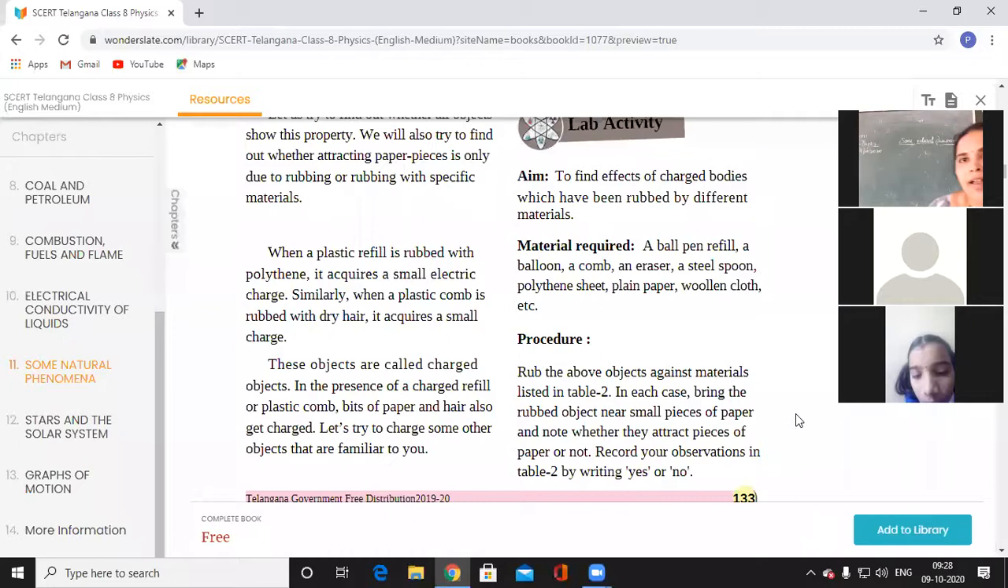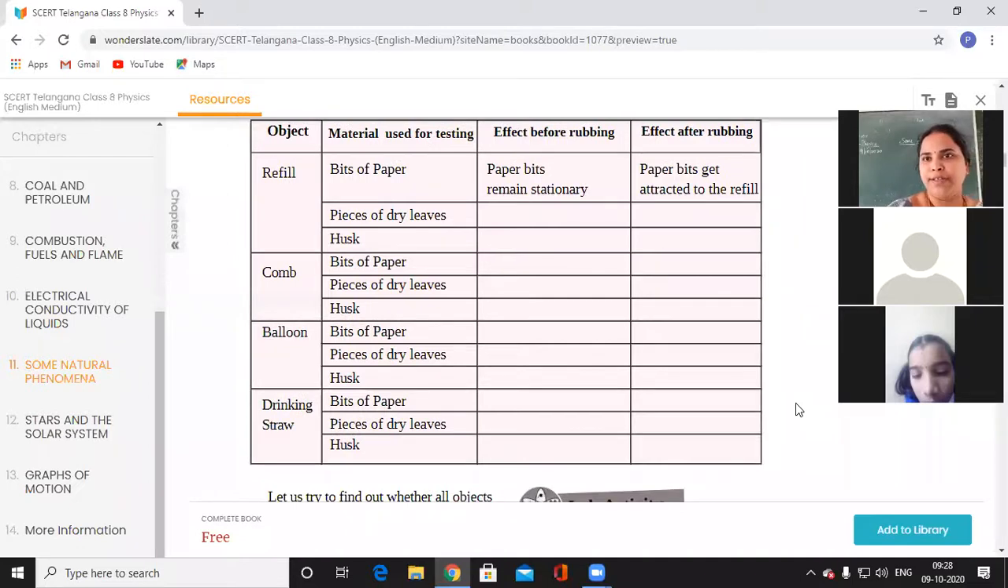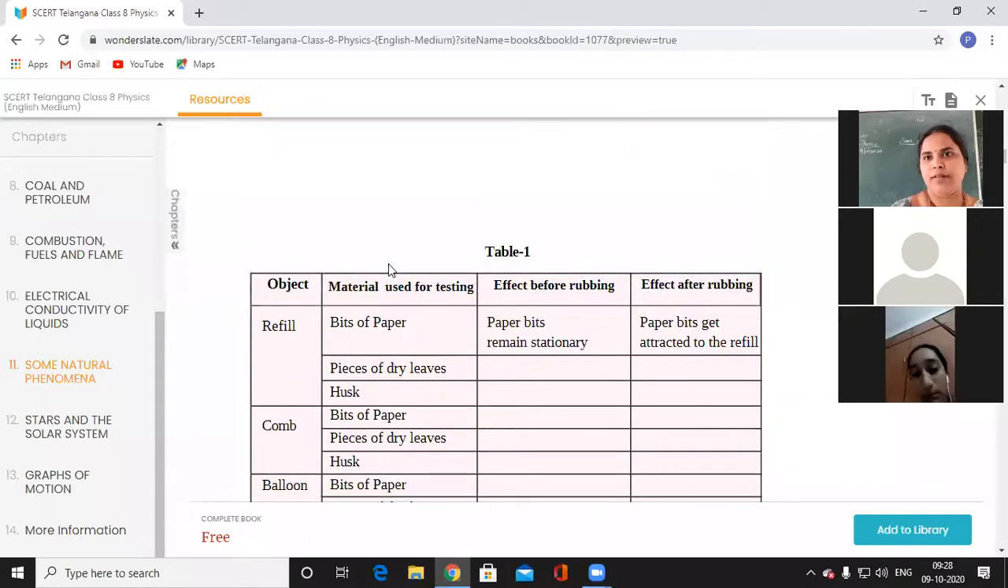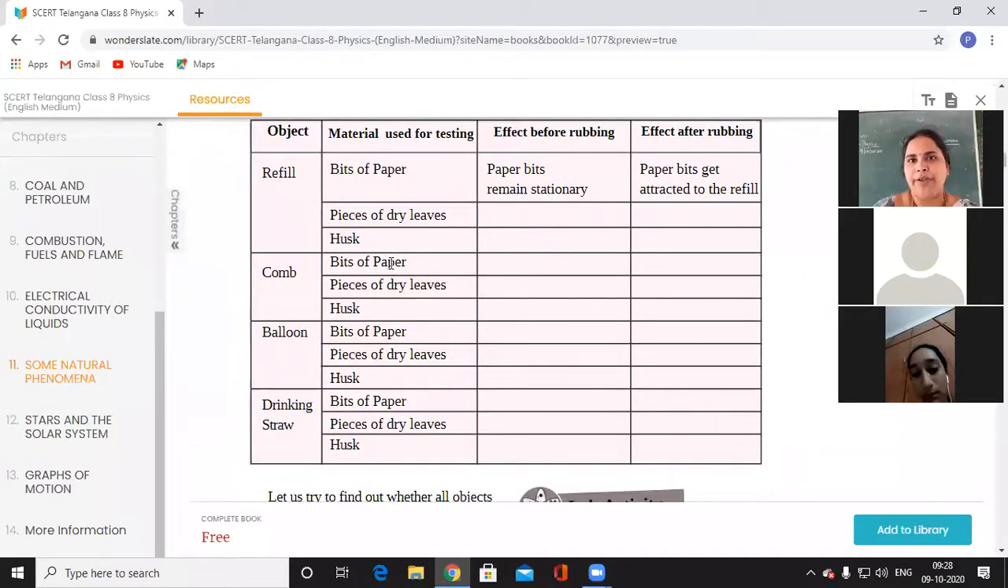Now, as you can see on the screen, this is activity 2, right? Yes, table 1, right? So, as you can see, the object was the refill, and the material used for testing is bits of paper. Effect before rubbing, effect after rubbing, right? Paper bits remain stationary. Paper bits get attracted to the refill.